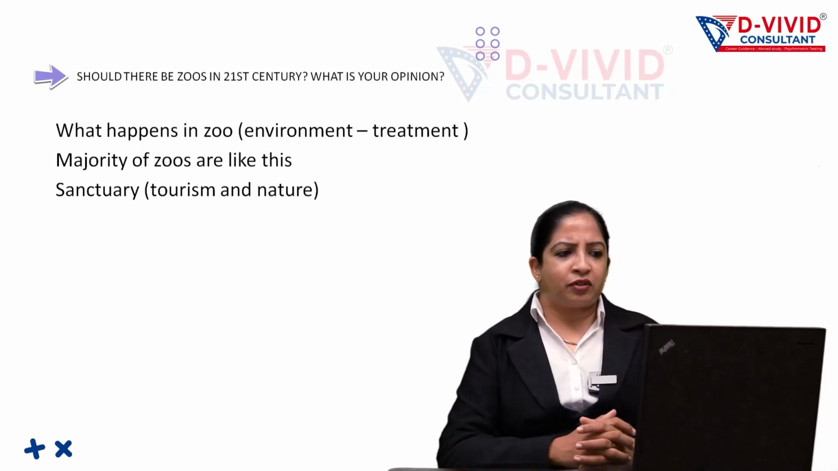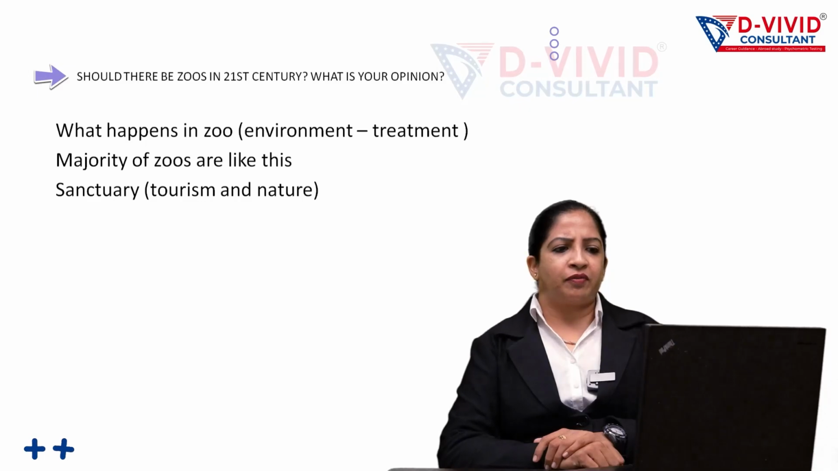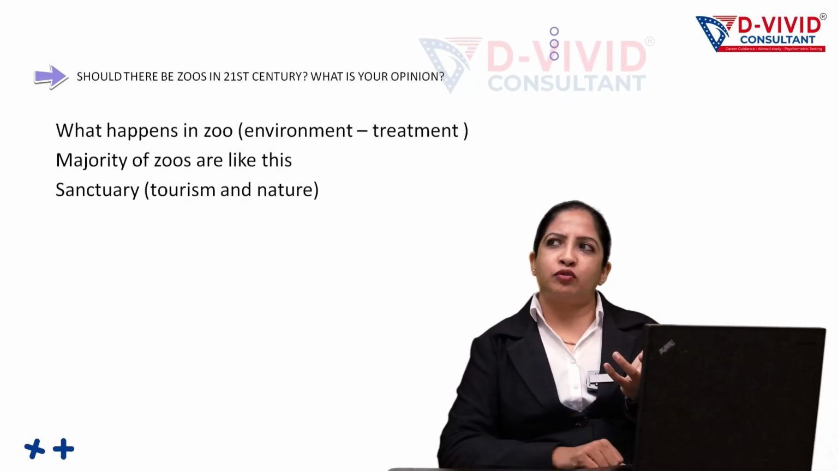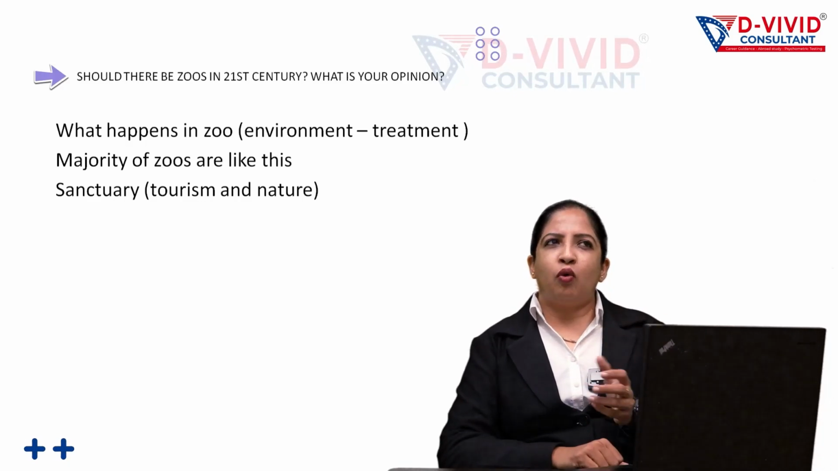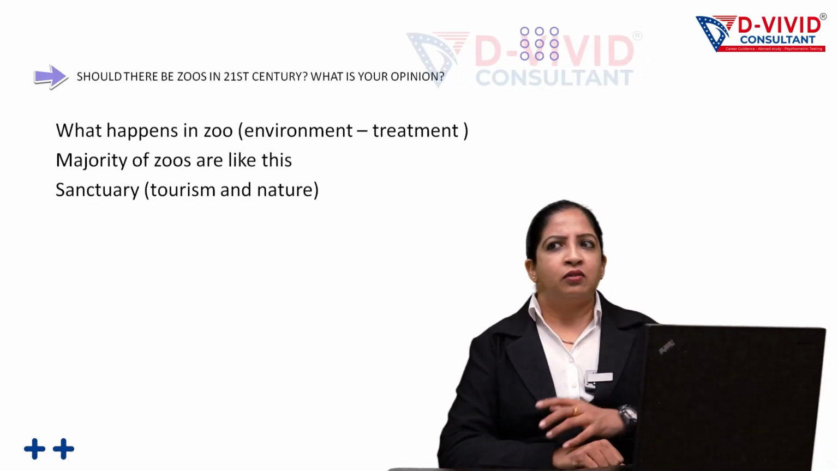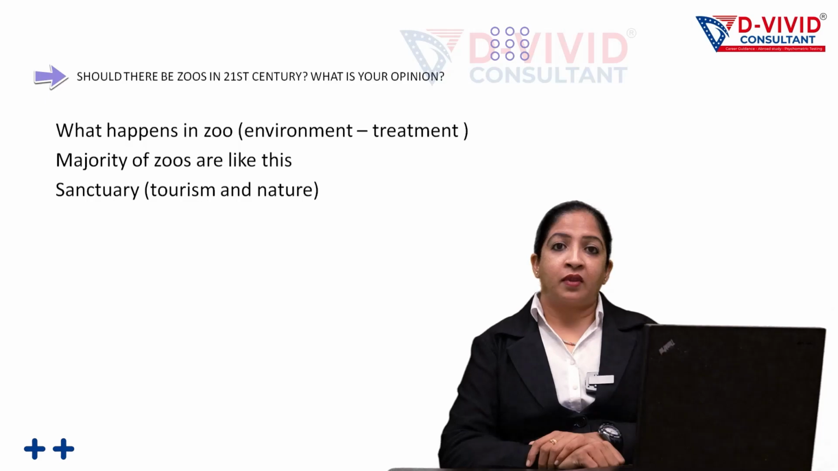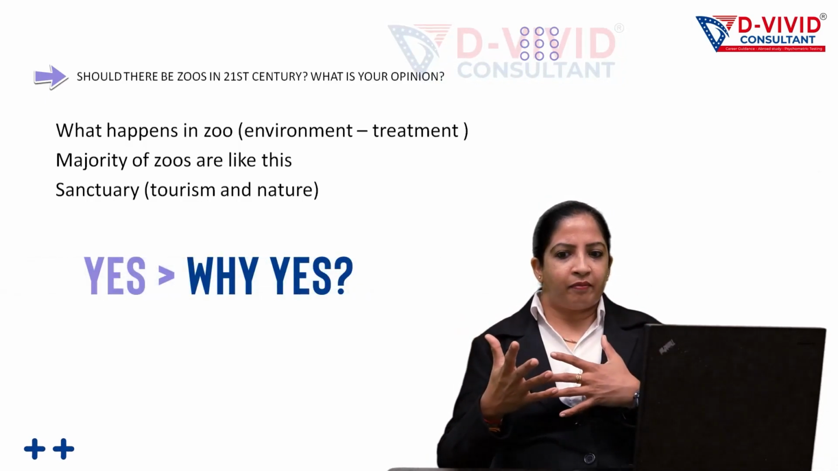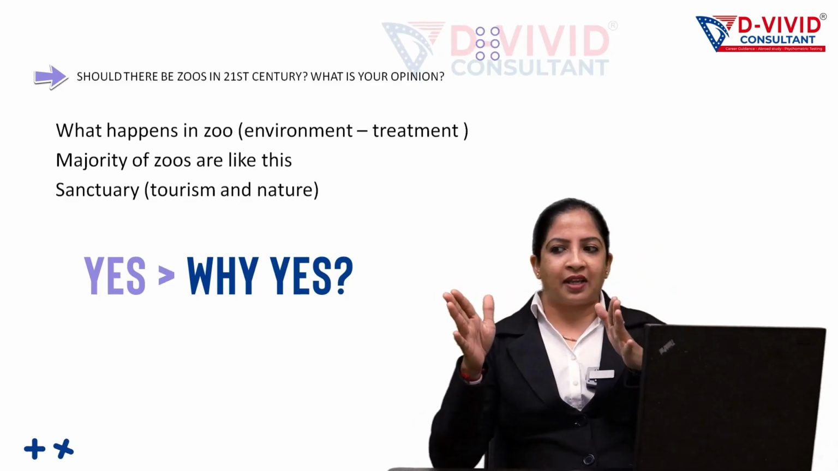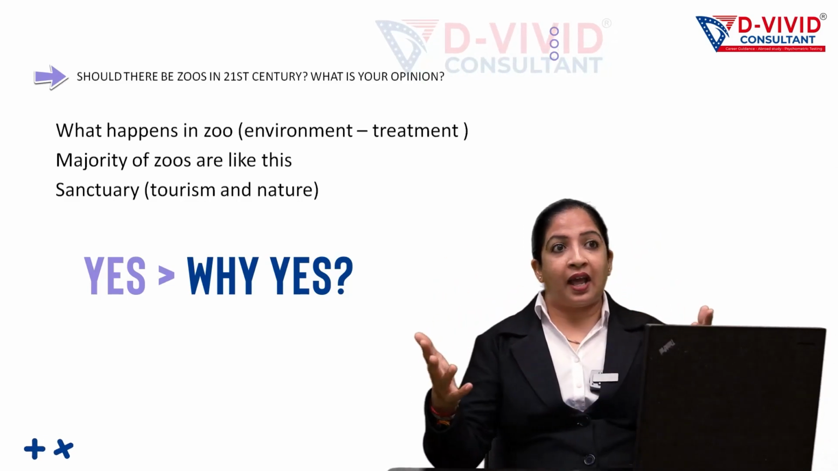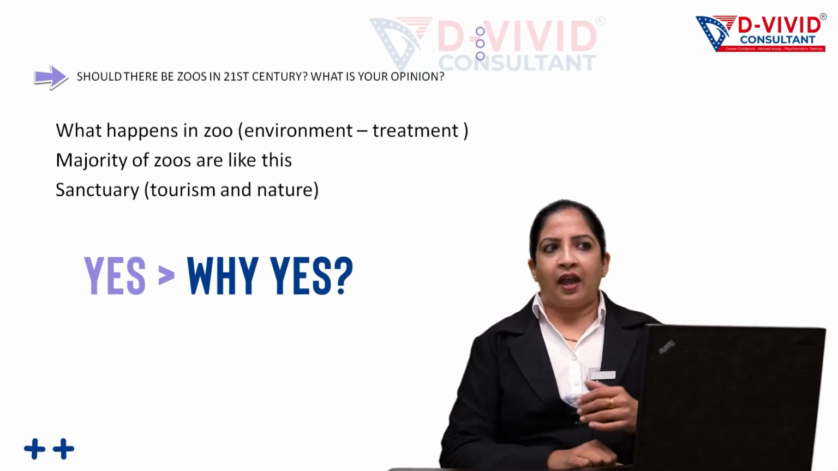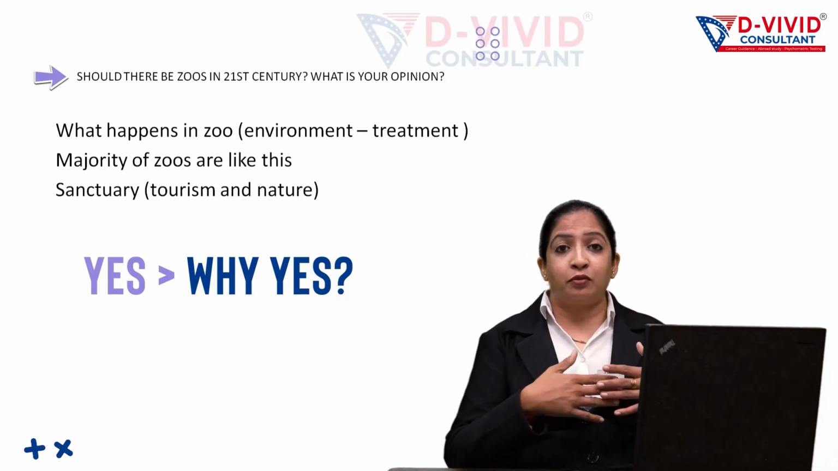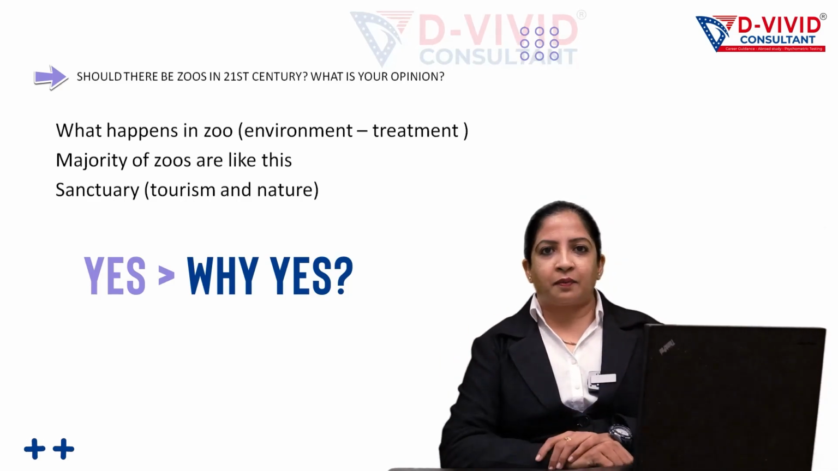सबसे पहले तो मैं सोचूंगी कि should there be zoos in 21st century? What is your opinion? अगर मैं सोचूं कि भाई zoo होने चाहिए तो क्यों होने चाहिए? Now that is how I develop my ideas. If I say yes, then immediately my mind works like, why yes? What will happen if I say yes? And if I say yes, then how is it going to positively affect society or animals?